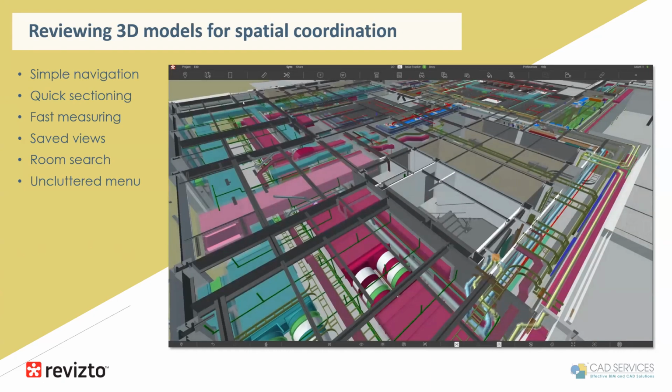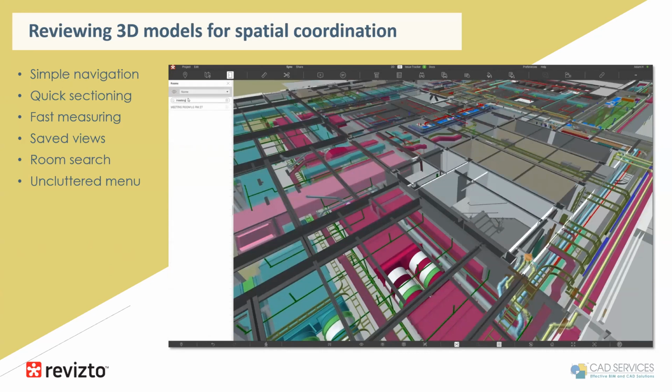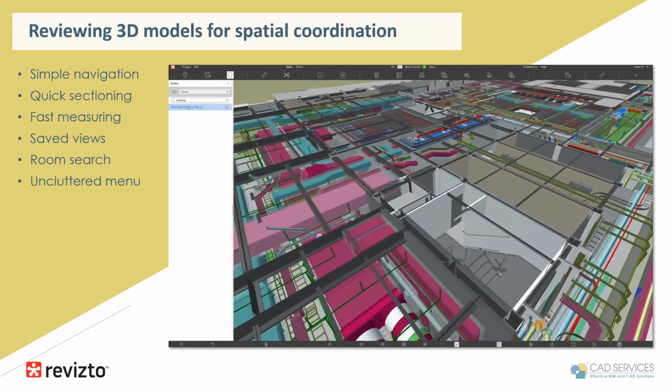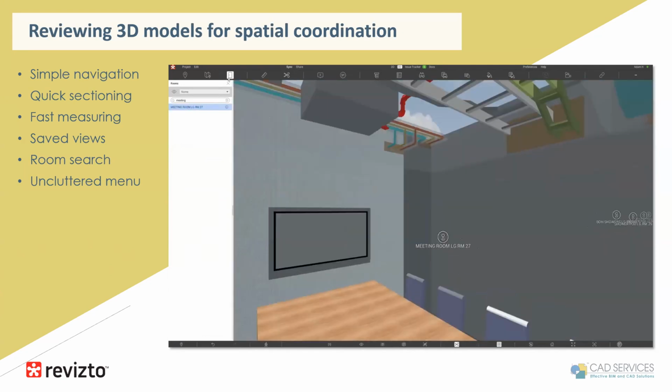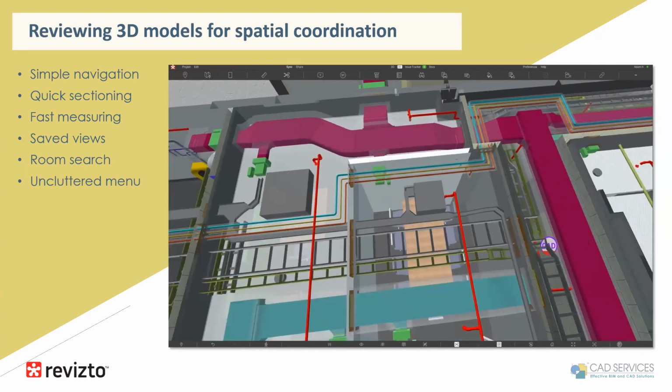Revizto also allows us to search for specific rooms, providing this information is in the Revit model and selected at export. This allows us to start typing a room name. Revizto will filter the results, and with a simple click, it will teleport us to the room in question.